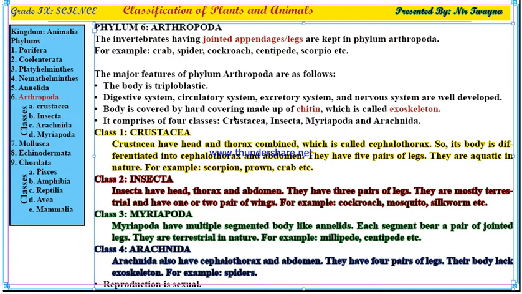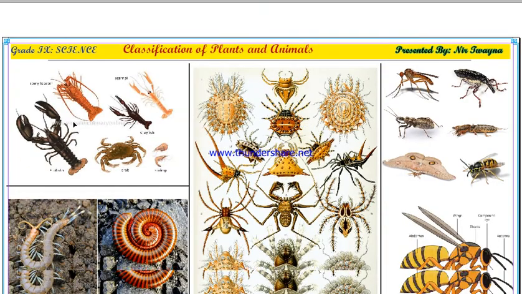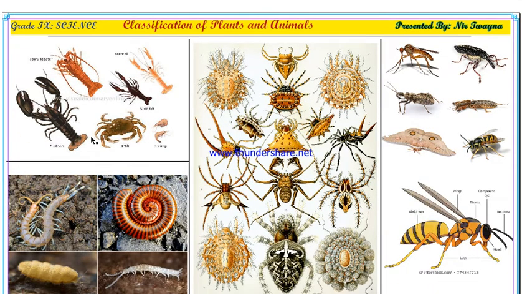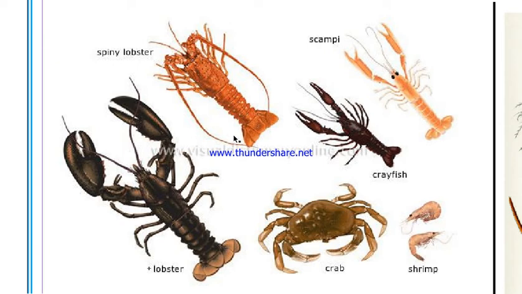Body is covered by a hard covering made up of chitin, which is called exoskeleton. Well, their body is crunchy. If you eat them, I know you will not eat them, but if you do, their body is crunchy. And I know something you eat: crab, not crab, prawn. Do we have a picture of prawn here? I guess we do not.